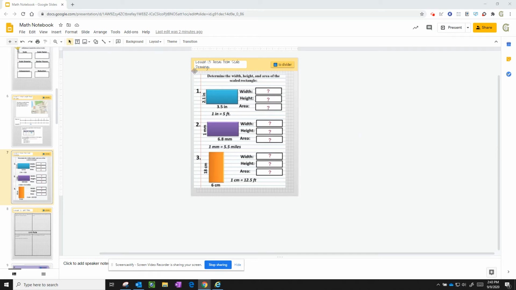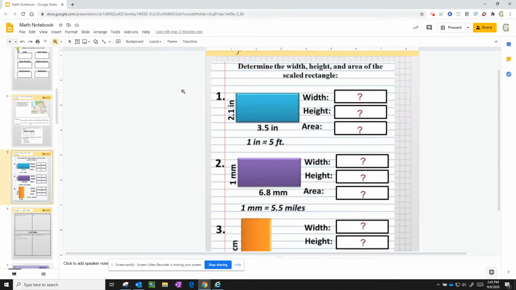Okay, so for this page, there's little text boxes for you to type in. So we're going to go ahead and type this math because it's somewhat basic, so hopefully it should be pretty easy. So when you click in the text box, you can delete the question mark. And we're going to do the width first. So we have width and height, so therefore it would make sense for 3.5 to be the width.